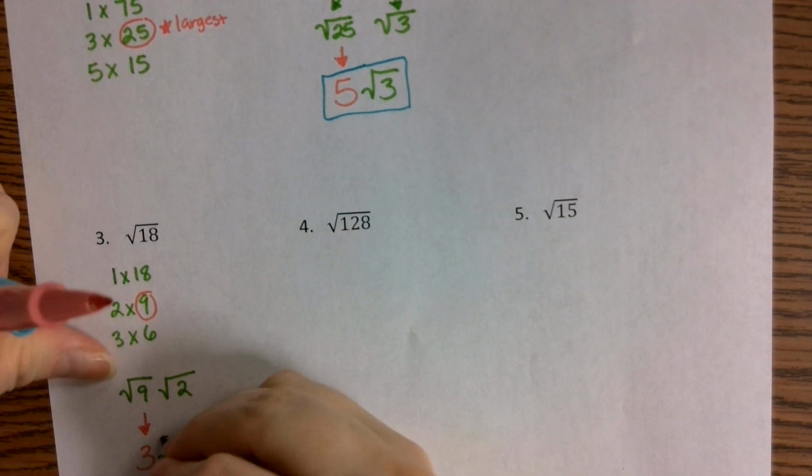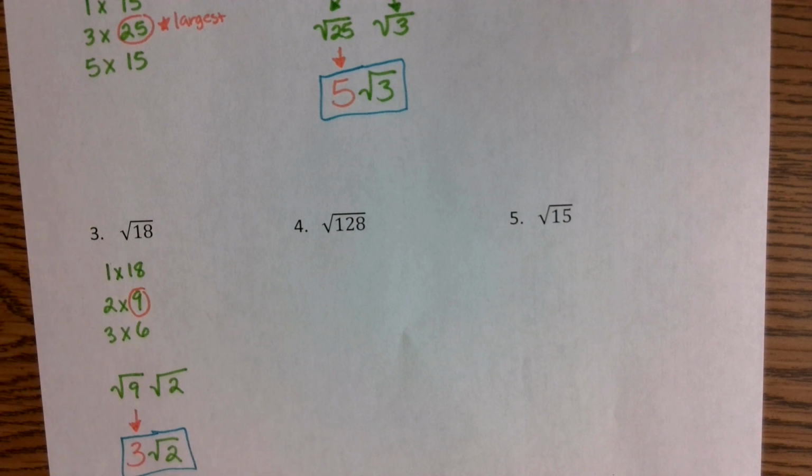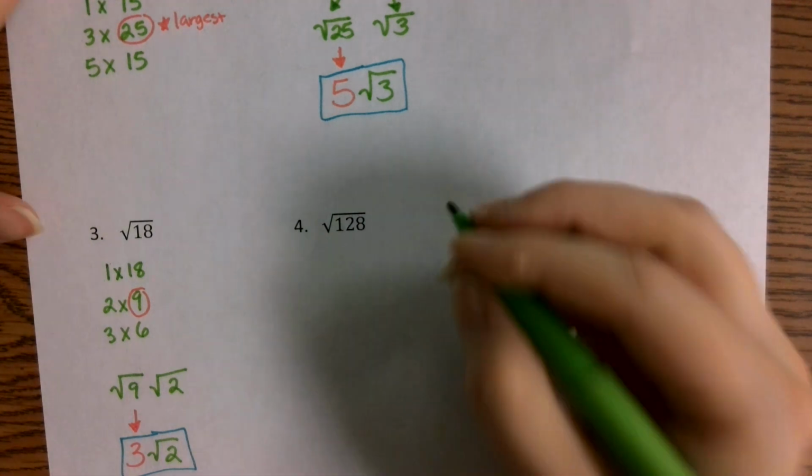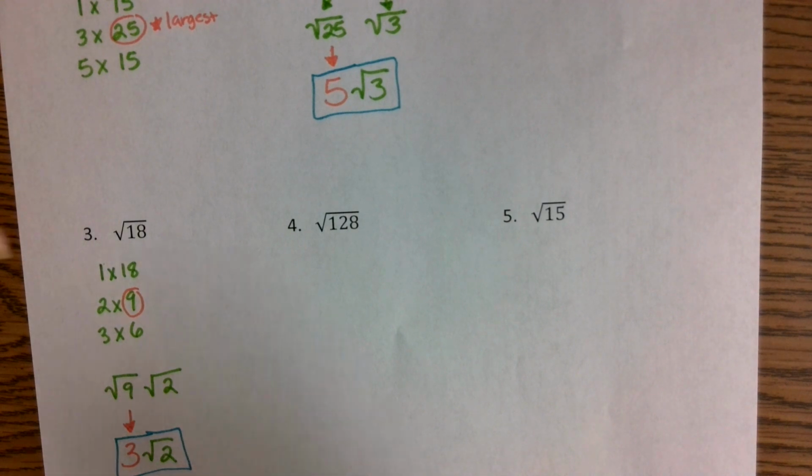What about for the problem 4? We have the square root of 128. Trang? 8 square root of 2. Perfect. Okay, so square root of 128. Yeah, it's a little bit bigger, but it's still easy to break down.